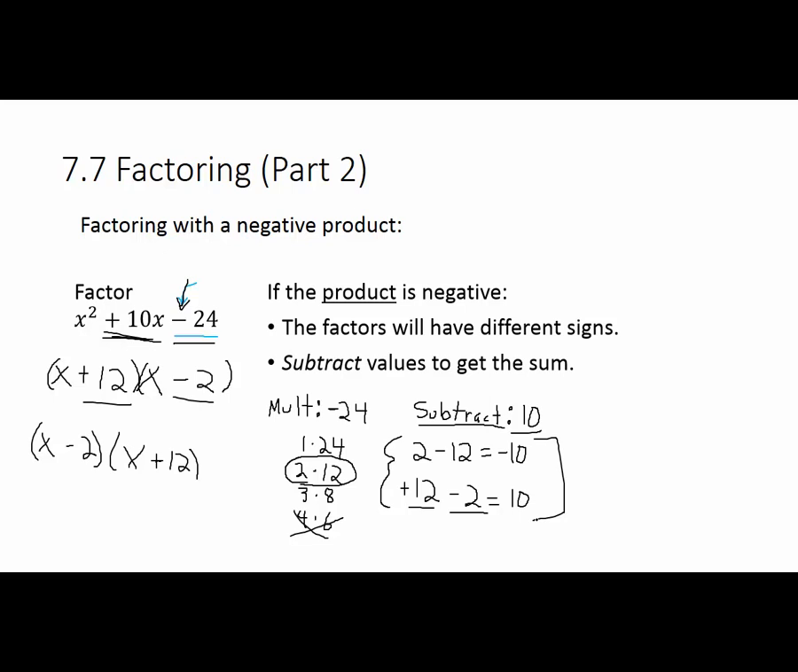Another way to think about it, though, is that the sum, whatever the sign with the sum is going to go with the larger of the two factors. Let's take a look at a couple more examples that are not necessarily trickier, but involve some of the tricks that we've seen. All right, let's factor this guy.